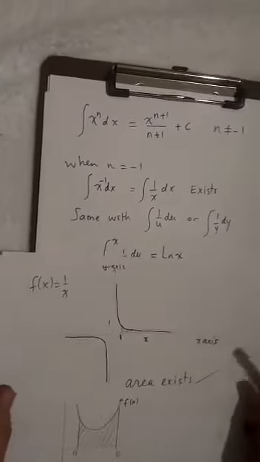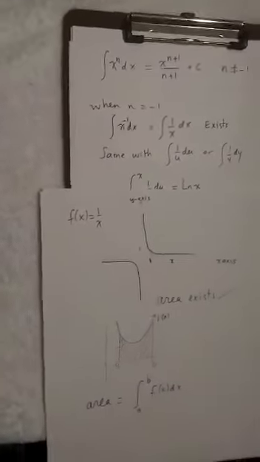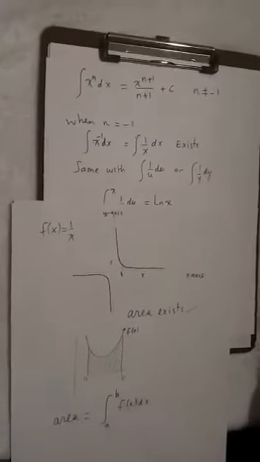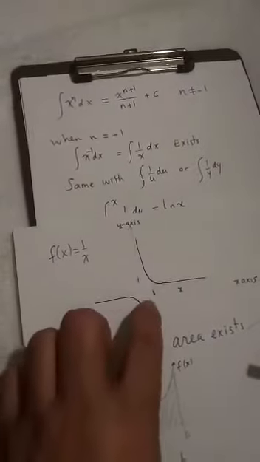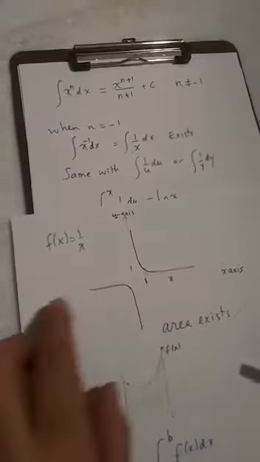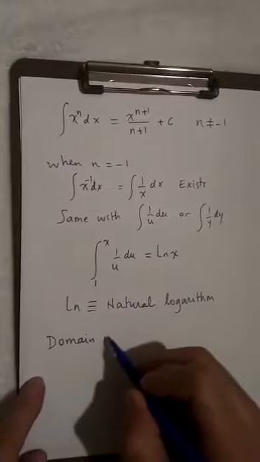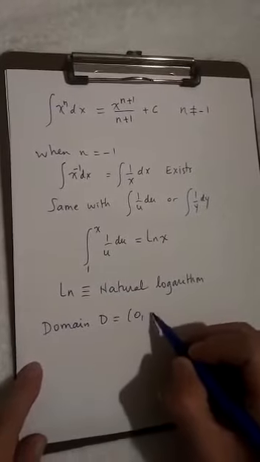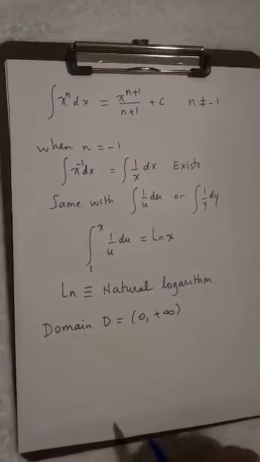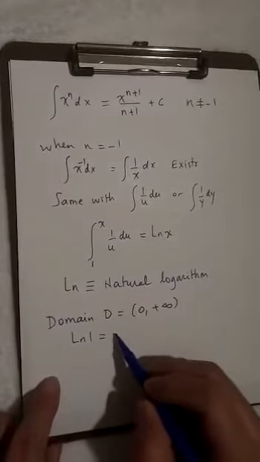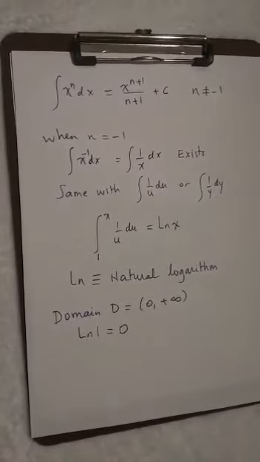The area was the area under the graph on this side, the positive side. That's just taken by convention. They could have taken this side, but they only took the positive side. Therefore, the logarithm is only defined for x between 0 and plus infinity, not at 0. So the domain of the logarithm function is 0 to plus infinity. The logarithm of 1 is equal to 0. And the logarithm of any number is the area up to that number.